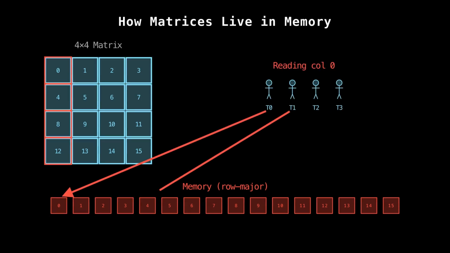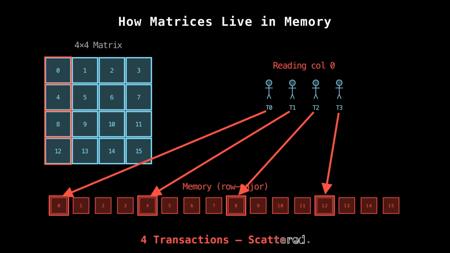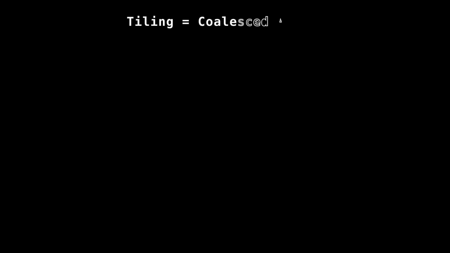But now the kicker. What if they want column 0 instead? So the elements 0, 4, 8, and 12. These are all scattered all over the place. We need 4 transactions to access. So, how do we fix this in matrix multiplication? Here is where the tiling saved the day.